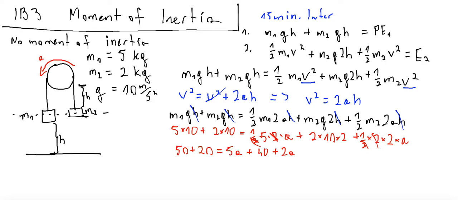finally obtaining on one hand 70 minus 40, which is 30, on the other hand we have 7a, so finally we have 30 divided by 7 is equal to 4.3 meters per second squared. Okay, this is our solution. This system accelerates with acceleration of 4.3 meters per second squared.